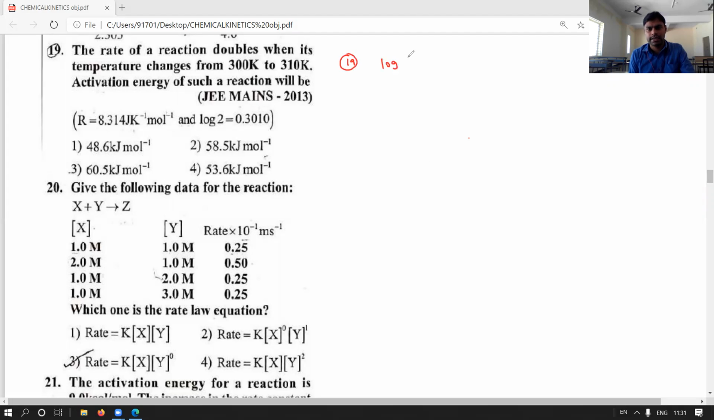Log K2 by K1 is equal to Ea by 2.303 R into 1 by T1 minus 1 by T2. So if temperature is increased by 10 degrees, the rate becomes double. Therefore K2 is equal to 2K1. Then substitute, and log 2 will come.